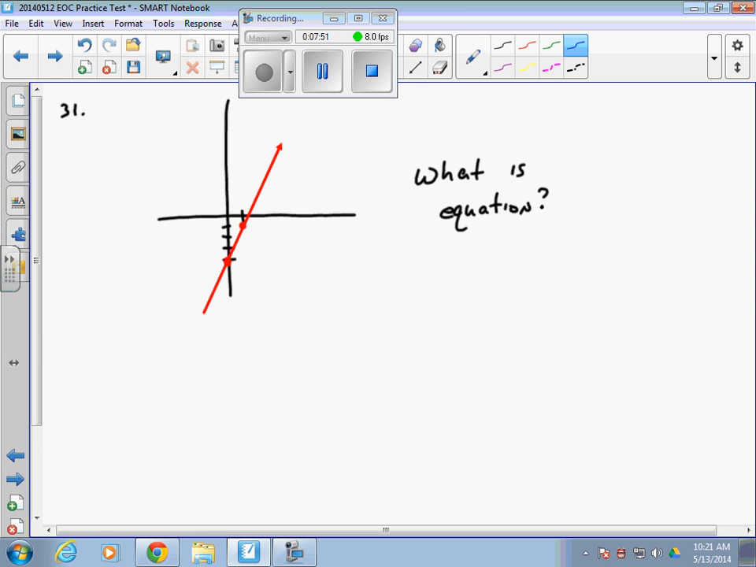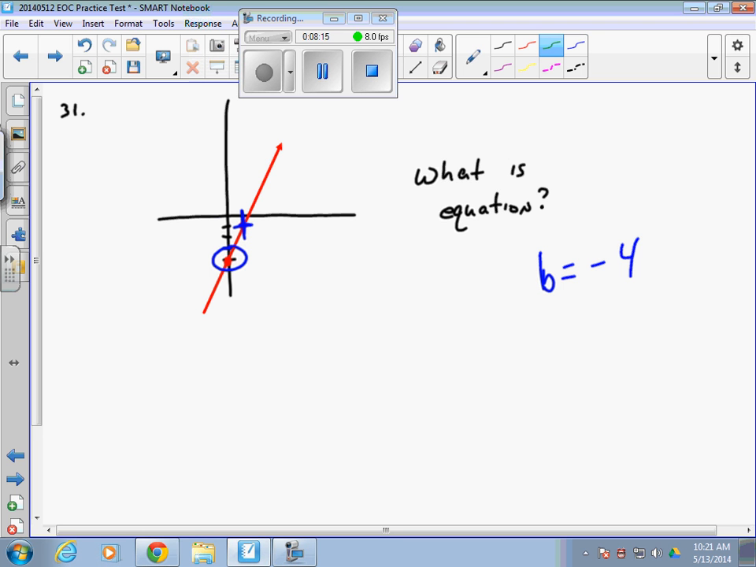Number 31 says, Michael graphs this. What is its equation? Well, we know what this point is. We can see it crosses through at negative 4. So the B value is negative 4. Then you have to pick another point that's going through an intersection. This right here looks like a pretty good intersection. That'll tell us what our slope is.